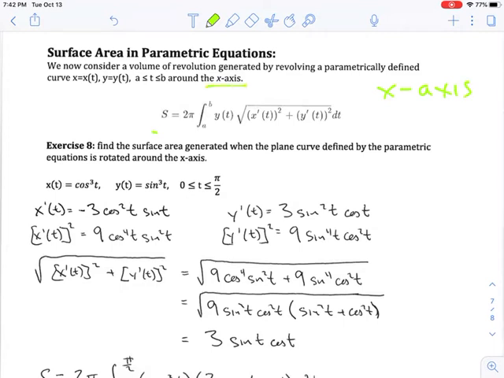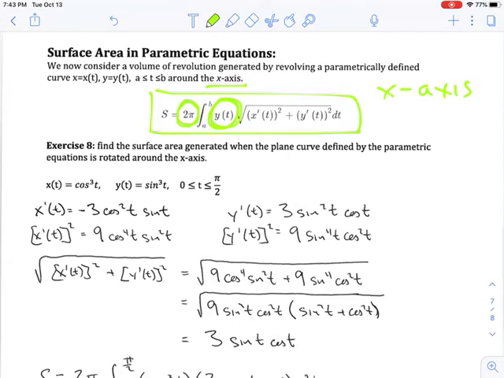And so this is the formula that we use. Again, this involves a radical with an x prime of t squared plus a y prime of t squared. The only difference for the surface area is we're now multiplying it by y of t. And of course, we have a 2 pi out here as well. If you're interested in where this formula comes from, it's in the textbook. You can take a look at the textbook and see the complete derivation of this formula, as well as the arc length formula, as well as the area under the curve formula.